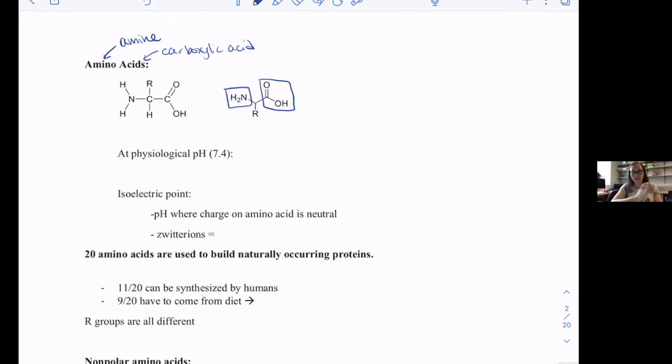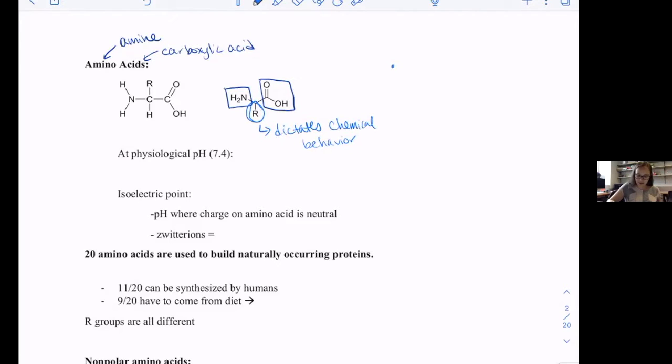And then there's one carbon in the middle in between the two, and that carbon is connected to an R group. This R group is what dictates the chemical behavior. All amino acids are going to have the same amine and carboxylic acid, and in the middle, that R group is all that's going to change. That is what defines what it is as an amino acid and dictates its chemical behavior.